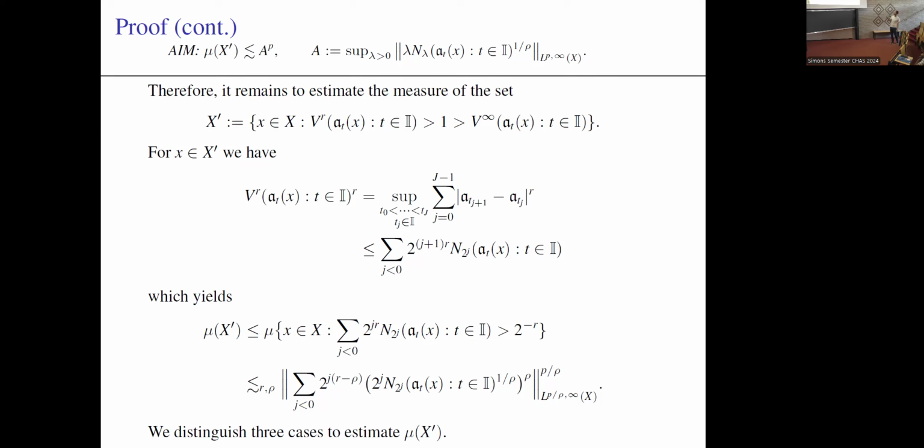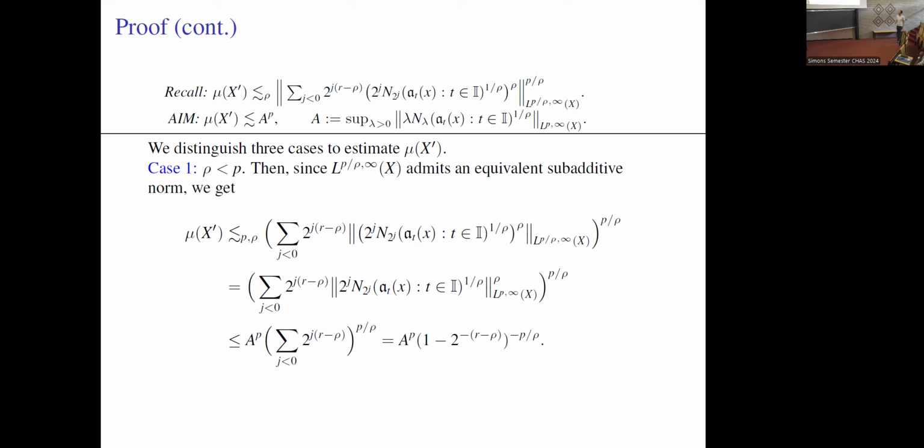And since I do not have so much time left, let us look only at the first case. So the first case is that rho is smaller. Okay, so this is what we've already done. So we have this estimate. And the first case is such that this power which appears here is greater than 1.